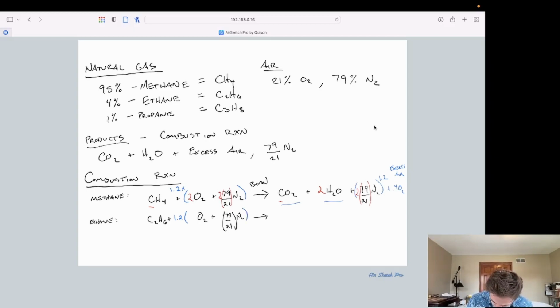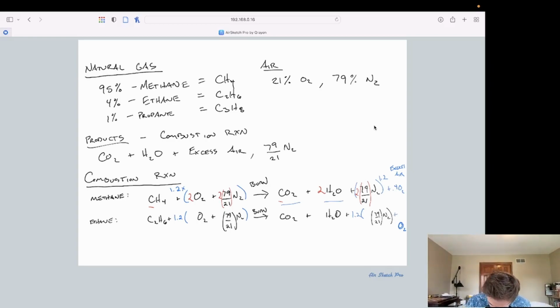Again, that is going to burn. Then we're going to have our CO2 that is produced along with our water, along with, again, whatever it balances out as. It's going to be that excess air of 20% plus, well, we won't be able to get this coefficient for the air until we balance out our equation. Let's go ahead and balance out our stoichiometry now.